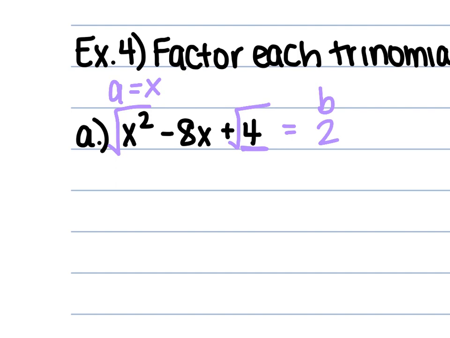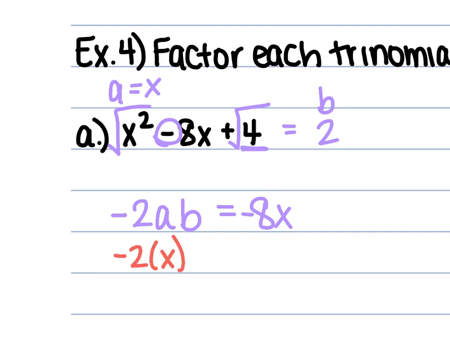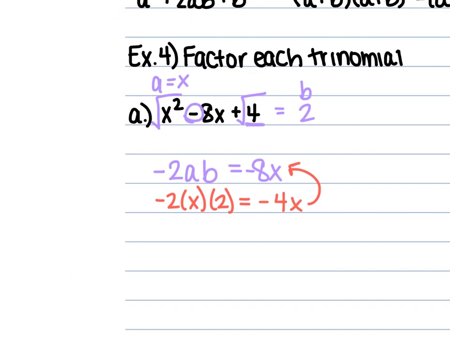From there, the sign in the middle is negative, so negative 2 times a times b should be the negative 8x. If we plug these values in, we have negative 2 times x times b, which is 2. So then this is going to give us a negative 4x. Does this give you the negative 8x? No. So is this a perfect square trinomial? No, it's not. It's also prime because no factor of 4 gives you a negative 8.